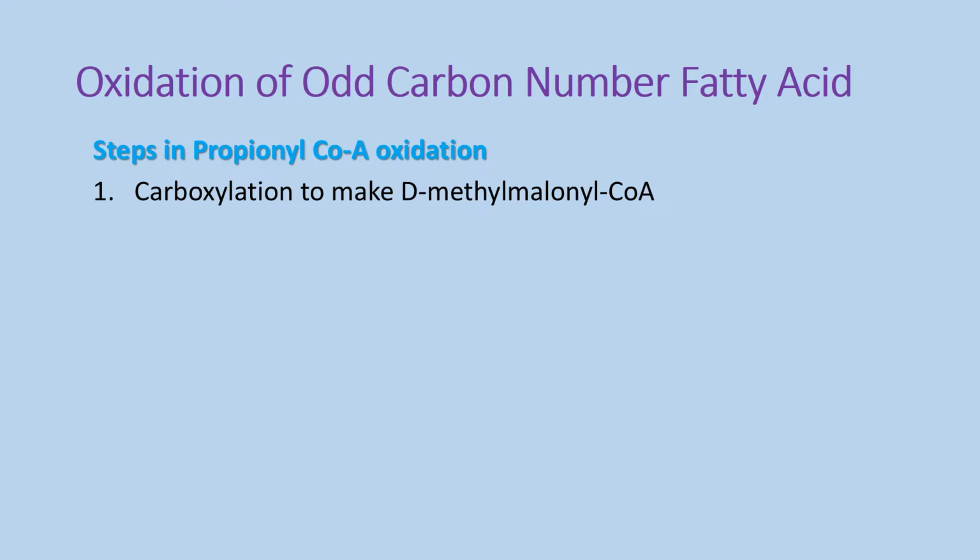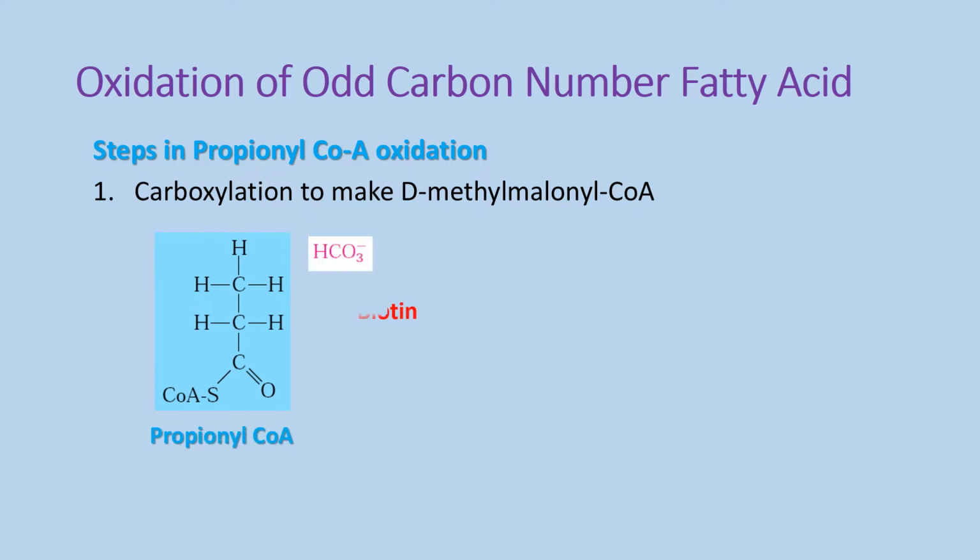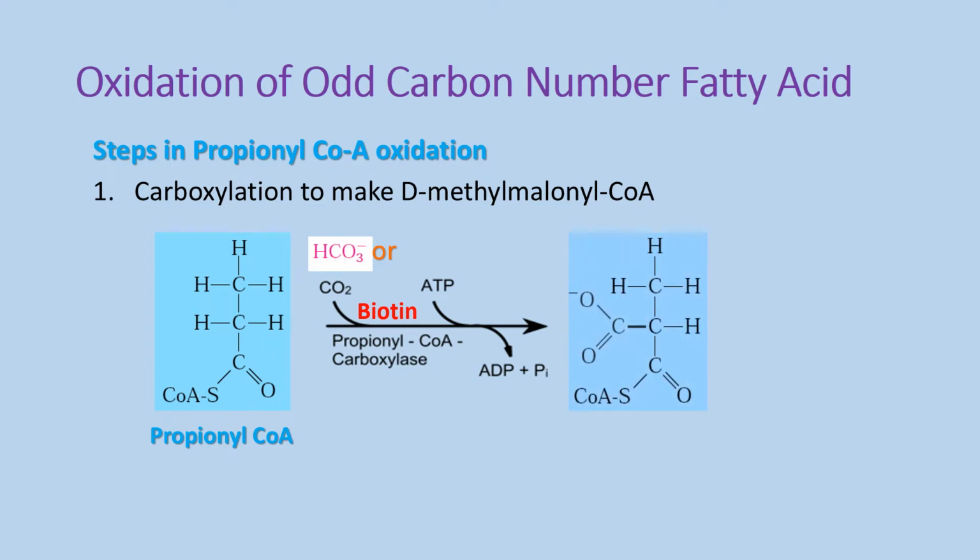D-methylmalonyl-CoA. This step requires propionyl-CoA carboxylase enzyme, as well as biotin, and there is an addition of carbon dioxide or bicarbonate, so that it causes carboxylation. There is also a requirement of energy in the form of ATP. So 1 ATP is required at this step, where propionyl-CoA is converted into D-methylmalonyl-CoA. So this is the first step.